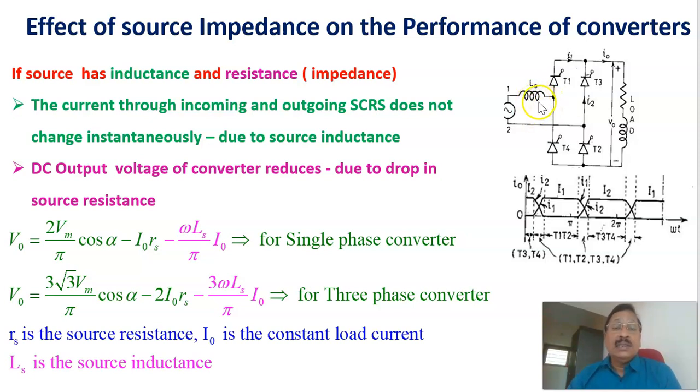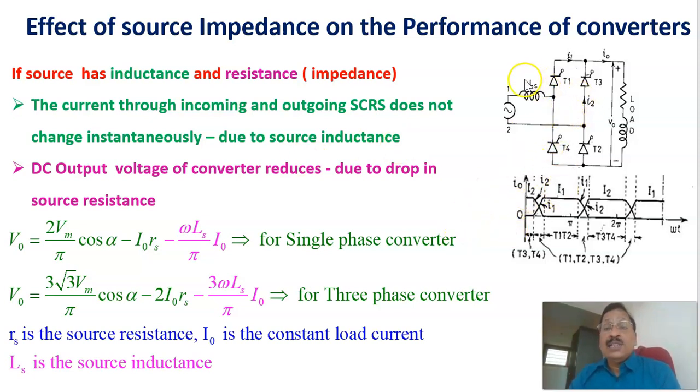In the absence of the source inductance, as we have already seen in the previous presentation, the transition from the outgoing SCR to the incoming SCR, the current transition will be instantaneous. But if the source has an inductance and resistance, because of the inductance, the current through the incoming and outgoing SCR does not change instantaneously. Due to the source inductance, the current change is not instantaneous.